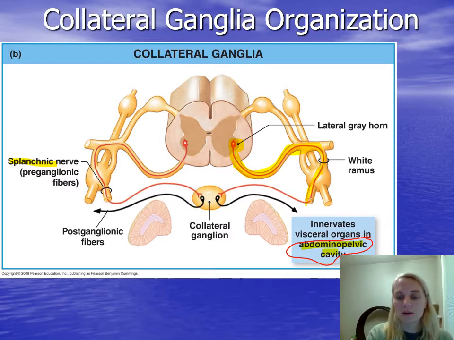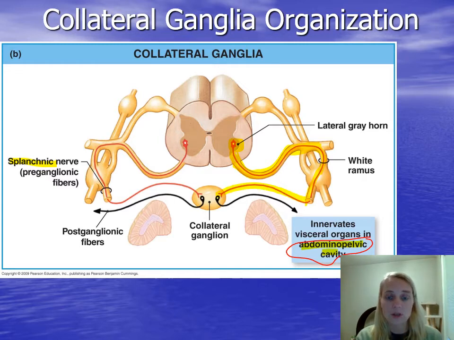So here, the preganglionic neuron bypasses the chain ganglia and goes all the way to the collateral ganglia. So this is where we're going to have our synapse. And then the postganglionic neuron leaves the collateral ganglia and goes and finds its destination: smooth muscle in the wall of the stomach, or whatever. Smooth muscle, glands, that's all we have in the abdominal pelvic cavity.